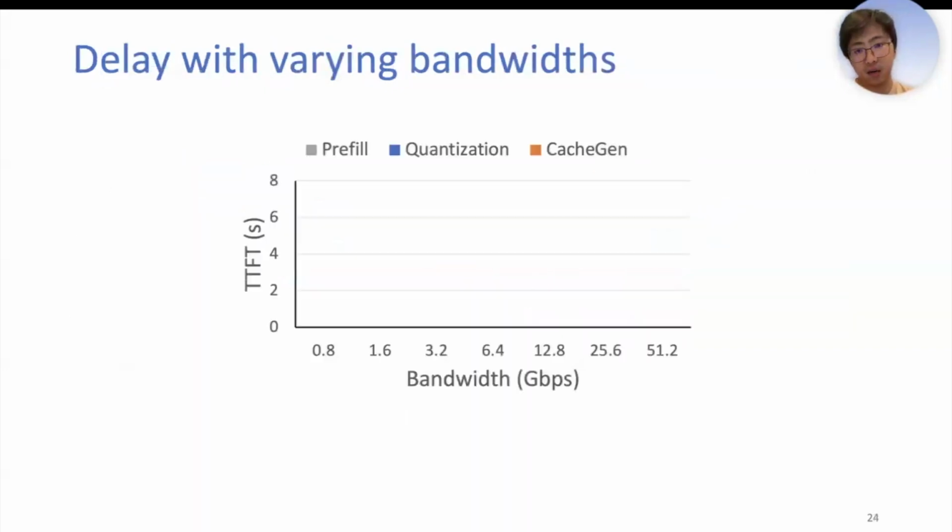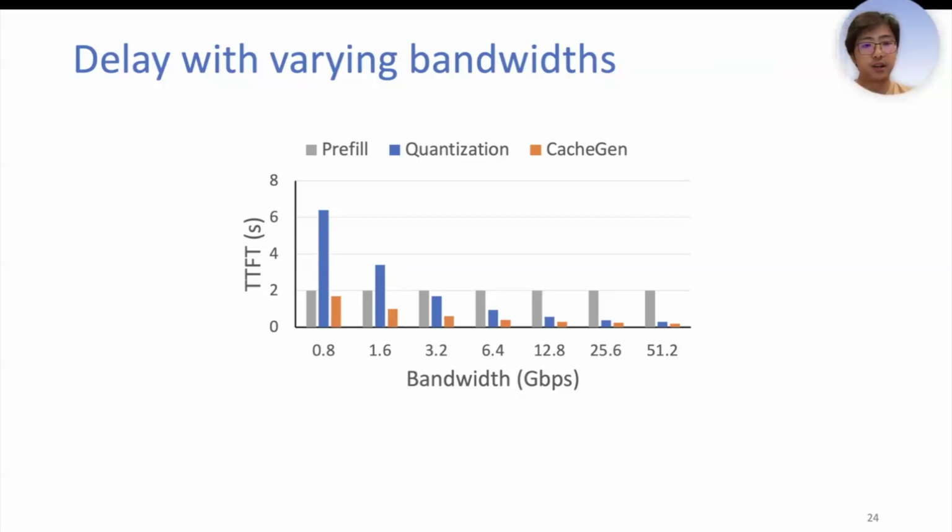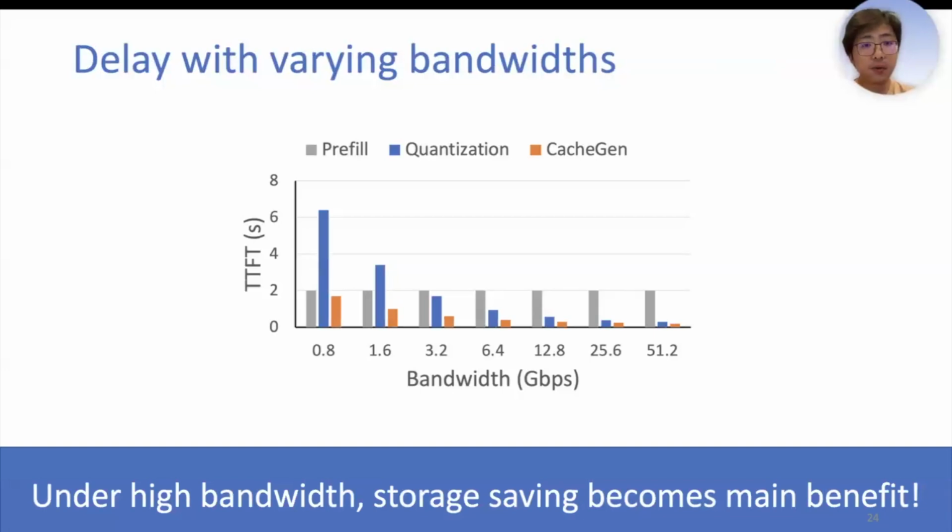In this graph, we compare CacheGen with different methods under varying bandwidth. Prefill doesn't depend on the network at all, so it's the same. For quantization, when the bandwidth increases, the delay decreases. And CacheGen always outperforms the quantization baselines. Notice that at high bandwidth, CacheGen and quantization both have very, very low delay compared with prefill.